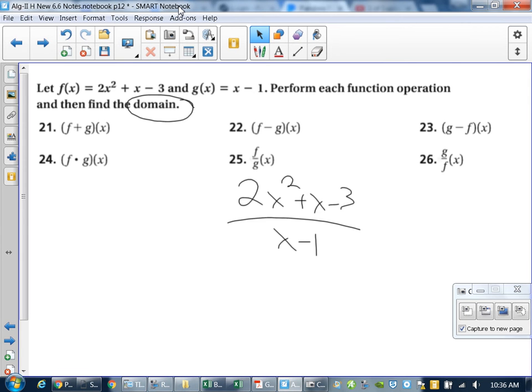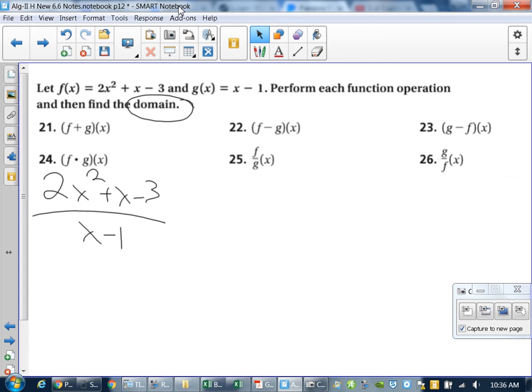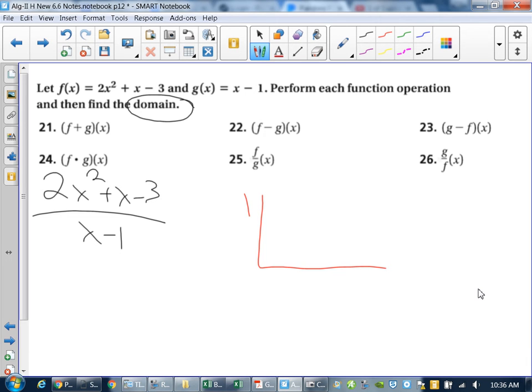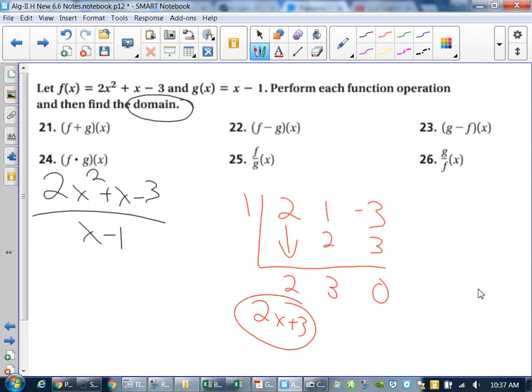Okay? So here, when I wanted to use synthetic division to simplify this mess out, I divide by the 0 of the denominator. What's the 0 of x minus 1? 1. So I throw a 1 in here, and I'm dividing it out. And I have a 2, 1, and a negative 3. Drop the 2, multiply, add, which means when I divide by x minus 1, what am I left with? I'm left with 2x plus 3. That would be the answer here.